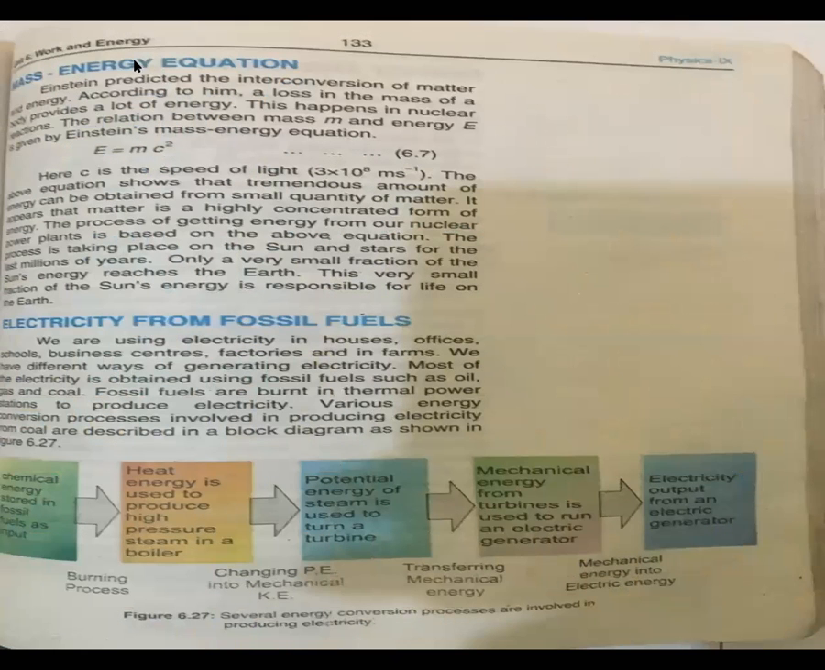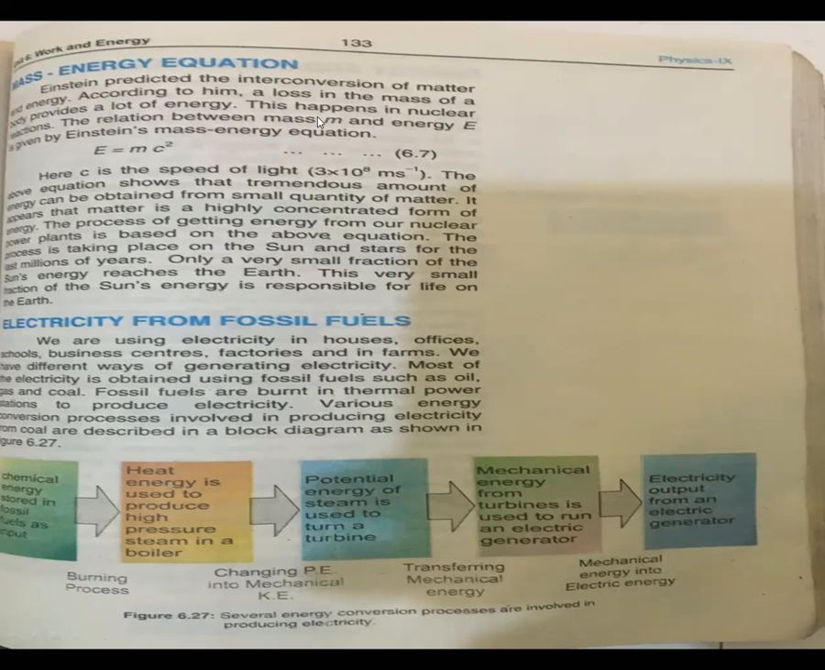Next is the mass energy equation. This equation, E is equal to mc square, is a very important equation in nuclear power plants. Whenever nuclear energy is obtained, E is equal to mc square, where E is energy, m is the mass, and c is the speed of light. And the speed of light is 3 into 10 to the power 8 meter per second. Einstein predicted the interconversion of matter and energy. According to him, a loss in the mass of a body provides a lot of energy. This happens in nuclear reactions.